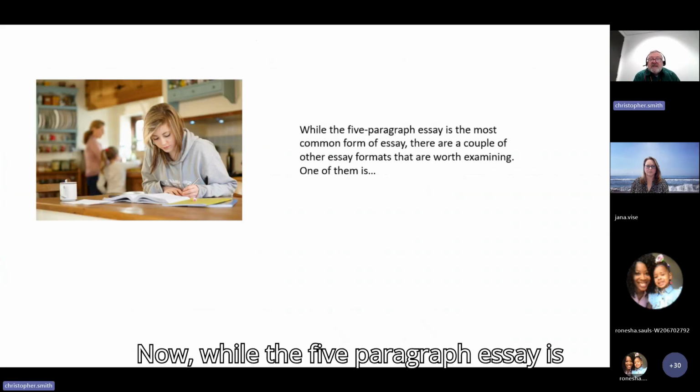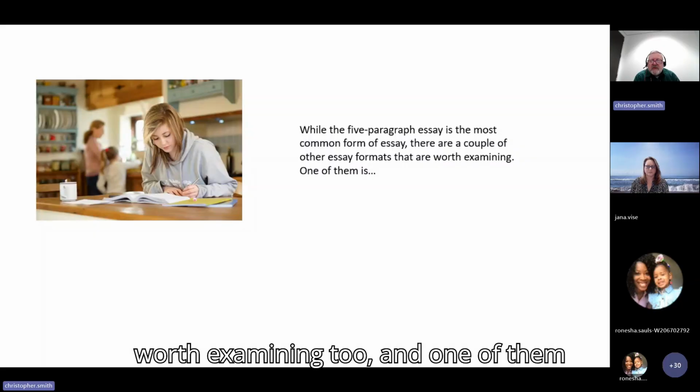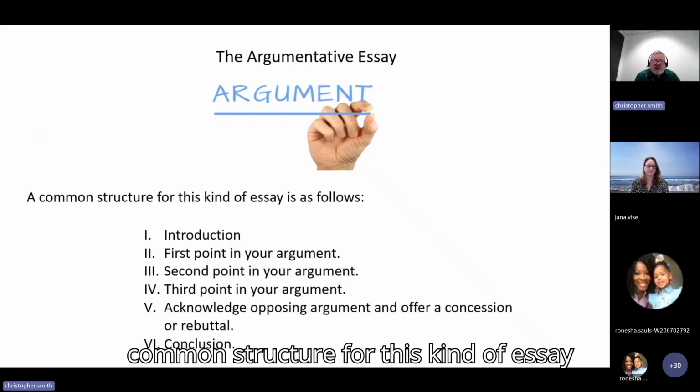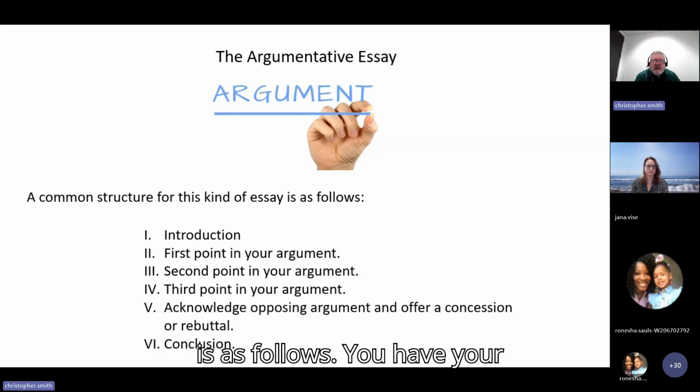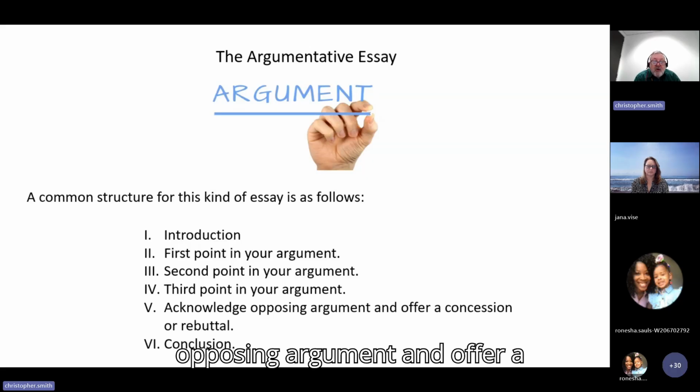Now, while the 5-paragraph essay is the most common form of essay, there are a couple of other essay formats that are worth examining too, and one of them is the argumentative essay. A common structure for this kind of essay is as follows. You have your introduction, first point in your argument, second point in your argument, third point in your argument, and then the paragraph where you acknowledge the opposing argument and offer a concession or a rebuttal. And then we follow this with the conclusion.